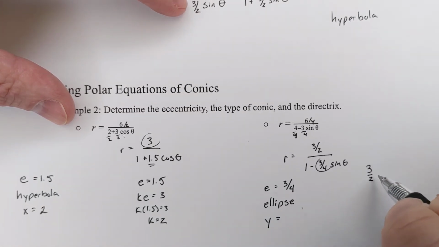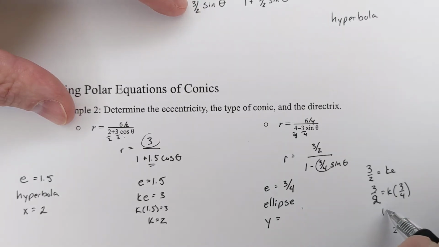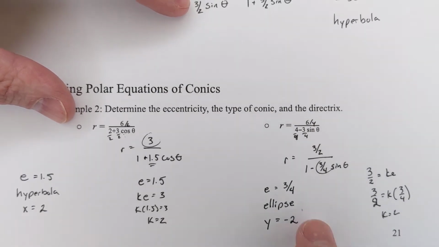The top is equal to ke. I know e is already 3 fourths, so 3 halves is equal to k times 3/4. So this means k is 2. Since there's a subtraction sign in the middle, the directrix is at negative 2. The sign in here is always the sign of the directrix.